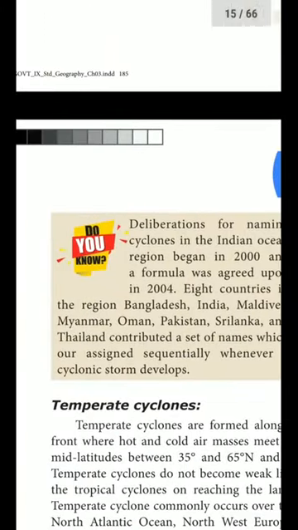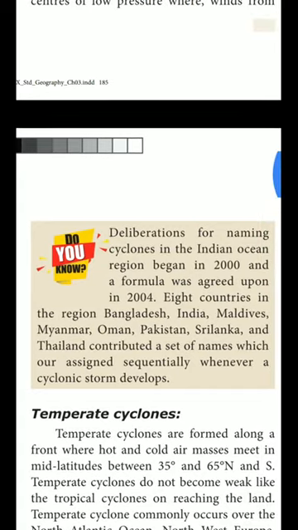Okay. Next one, do you know there is one box: deliberations for naming cyclones in the Indian Ocean. When was it started? In 2008 only, and a formula was agreed upon in 2004. The 8 countries in the region that named the cyclones are Bangladesh, India, Maldives, Myanmar, Oman, Pakistan, Sri Lanka and Thailand. These 8 countries contributed a set of names which are assigned sequentially whenever a cyclone storm develops.